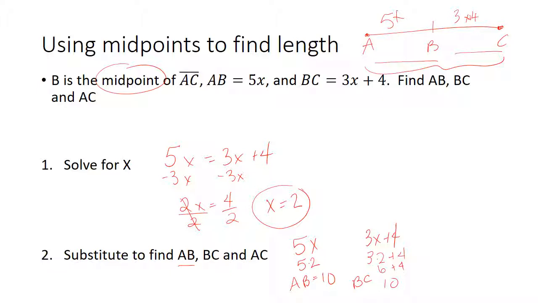So now I'm going to do my addition postulate, which says that AB plus BC is equal to AC. If AB is 10 and BC is 10, then AC has to be 20.